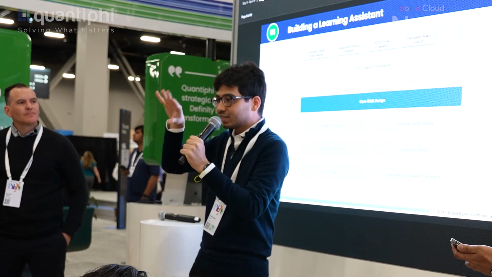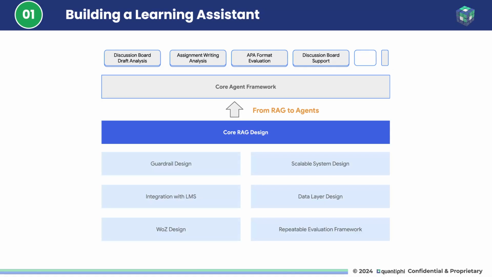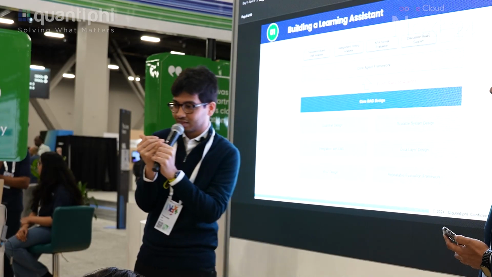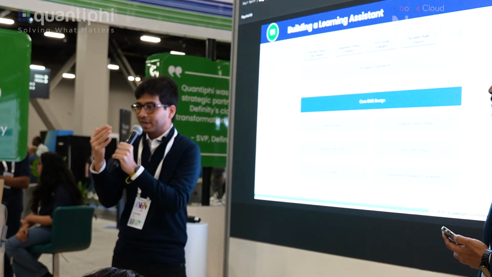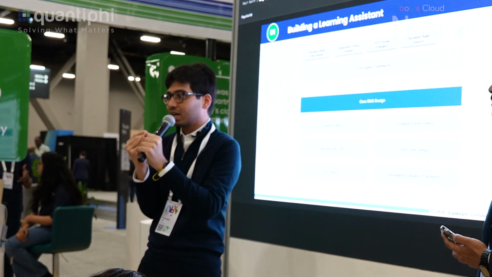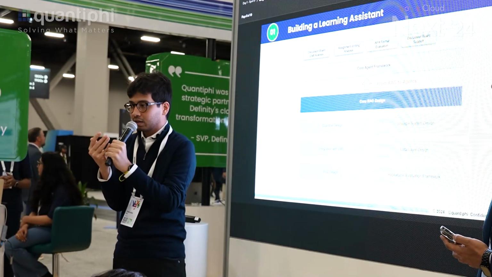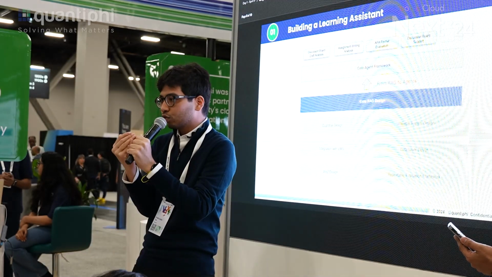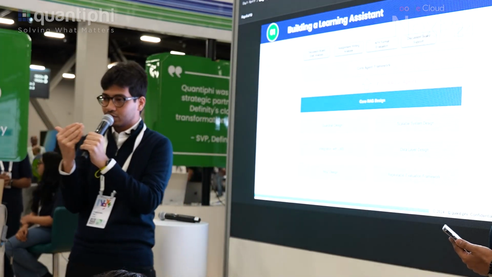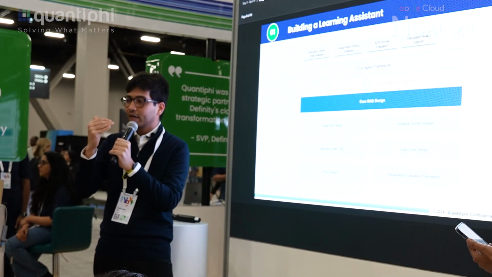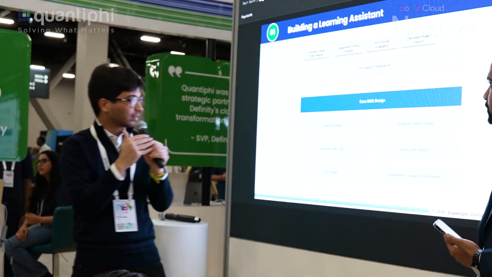Now, once you have a core RAG design in place, what do you do next? RAG is fundamental, foundational, but it's not enough to build a good learning assistant. So the next thing you do is bring in a bit of agency. Students are excited about getting feedback, and a RAG alone won't give you feedback, so you have to build agency. That's where we started looking deeper into the agency side of things. Can we move to the next slide?